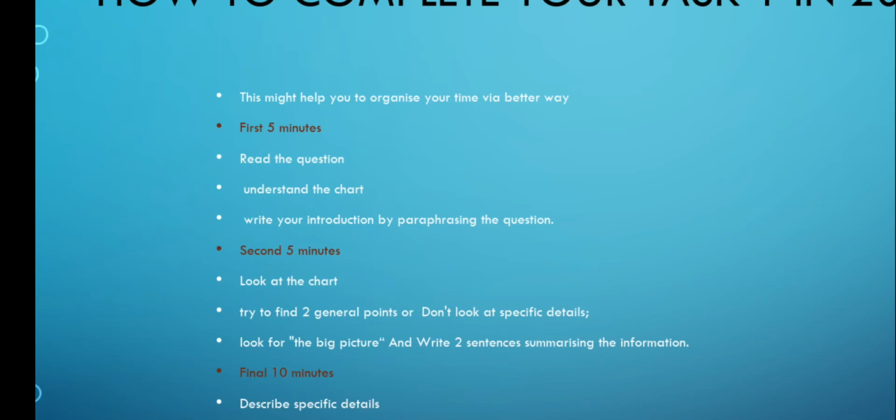You are given a visual presentation which can be in the form of a graph, diagram, bar chart, table, map, or process. You must write a report explaining the main features of the figure and make comparisons where relevant. So one of the main questions is how to complete your Task 1 in 20 minutes. So let's start with the planning.